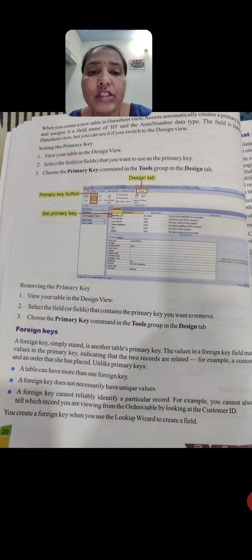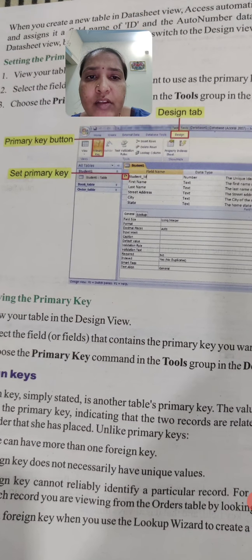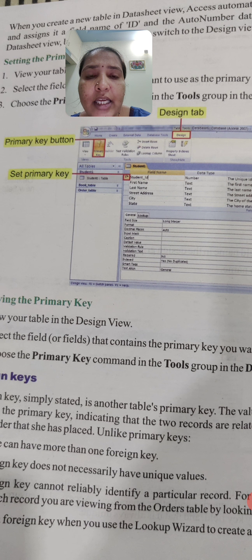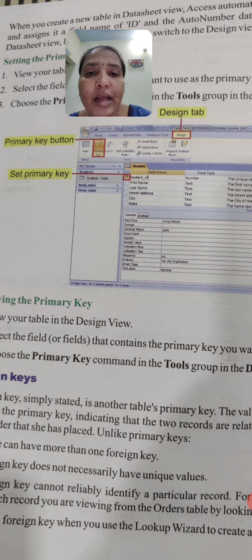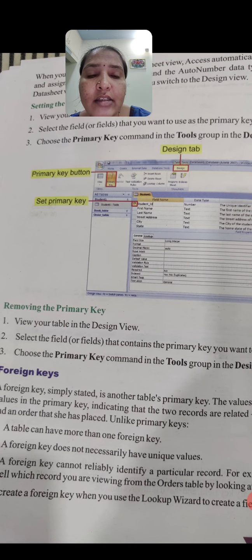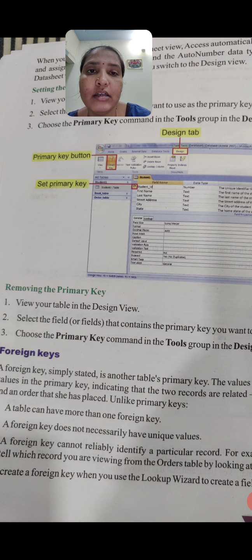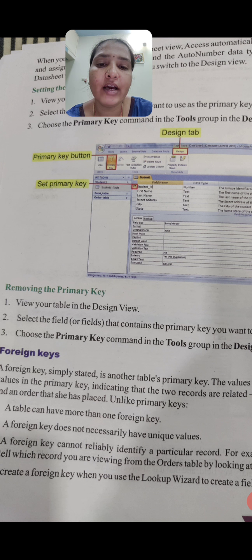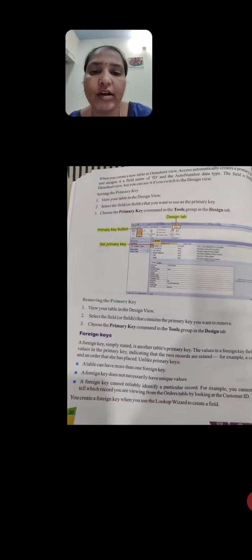Then how do we remove this primary key? See here, we have to go to the design view. Then there is a button called the primary key button. We hit the primary key button and we can set a primary key there. If we want to remove it, we can simply delete that field, that is the student ID field. This is how we remove the primary key from the particular table.